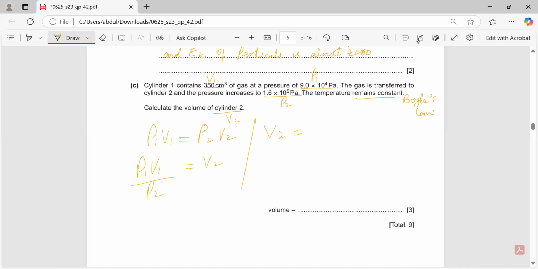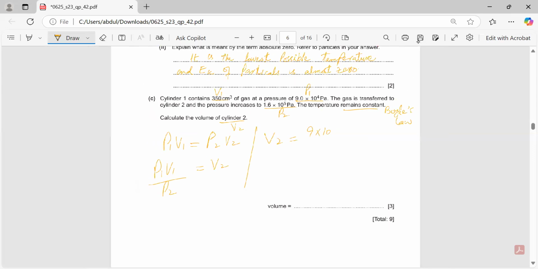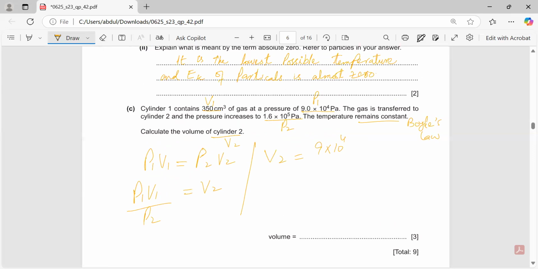So V2 is equal to 9 times 10 raised to power 4 times V1, which is 350, over P2, that is the increased pressure, 1.6 times 10 raised to power 5. As you simplify, the answer is going to come 197. So here you can write 197 centimeter cube or round it off to 200 centimeter cube. In both ways it's okay.